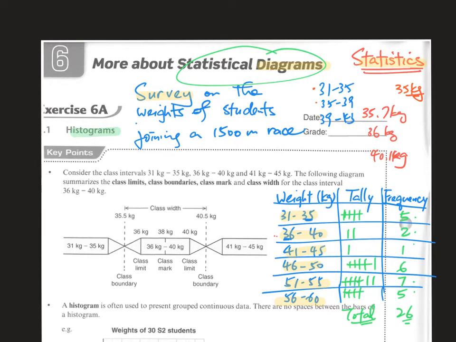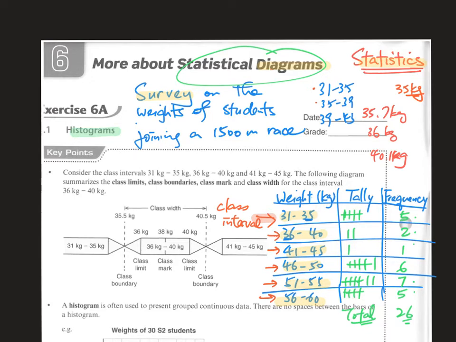But before we start, we need to know some technical terms, some keywords in histogram. First of all, each of the groups you are considering is called a class interval. So this is the first class interval, 31 to 35. You have the second class interval, 36 to 40, then the third, fourth, fifth, and the sixth one. Each of them is called a class interval.